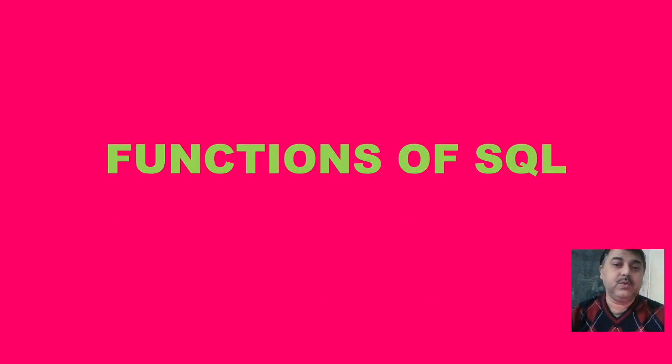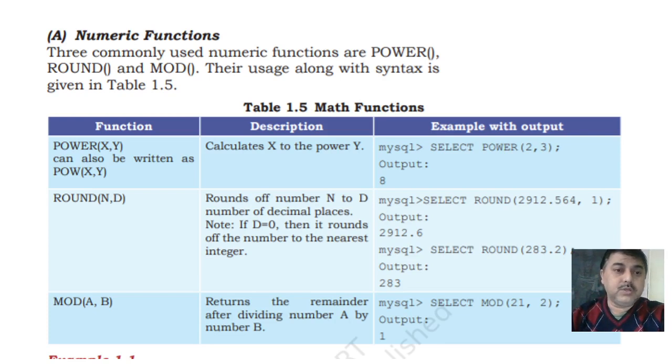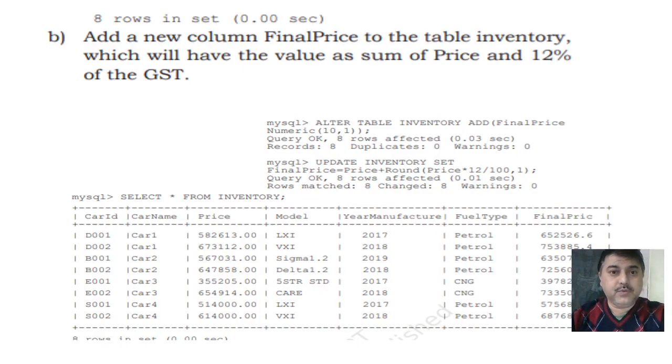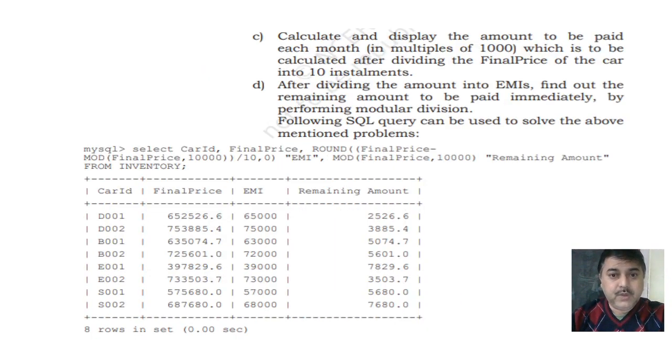So, dear student, as we have seen the different functions of SQL and their implementation, the ROUND function, MOD and POWER have been shown to you, and how they are working. I have shown you how GST is calculated and inventory has been set up. We have shown how we get the final price, set up this calculator, and display the amount to be paid each month of 1000 rupees, calculated after dividing the final price of the car into 10 installments.